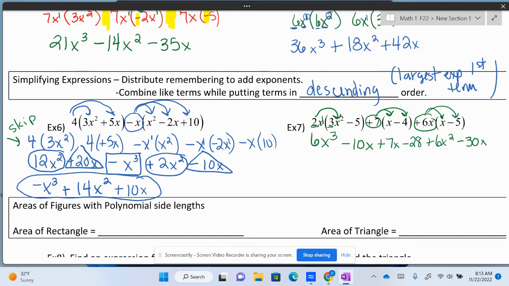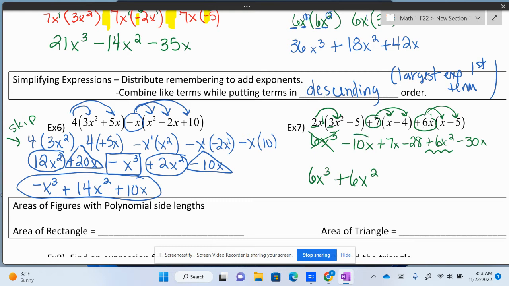So now we need to put it in order. Largest degree monomial first. Well, our largest degree actually is already first. So I'm just going to bring that down. I'm starting off with the 6x cubed. So I took care of that one. Next, I'm going to look for x squareds. So I have a positive 6x squared, and I don't see any other x squareds. Do you guys? Okay, so I'm just going to write that as plus 6x squared.